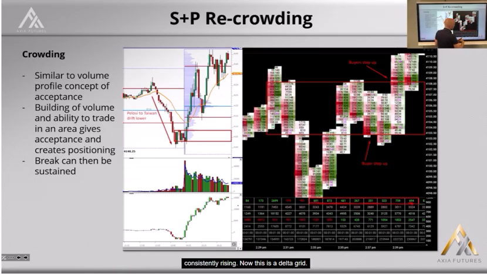Now this is a delta grid. What this shows you is the delta on each rotation or each candle, however you have that set. It will also give you things like the volume as well. It will give you the specifics of number of buyers versus number of sellers. But really what you're mostly looking for is the delta on each candle and the cumulative delta, which is this one here.